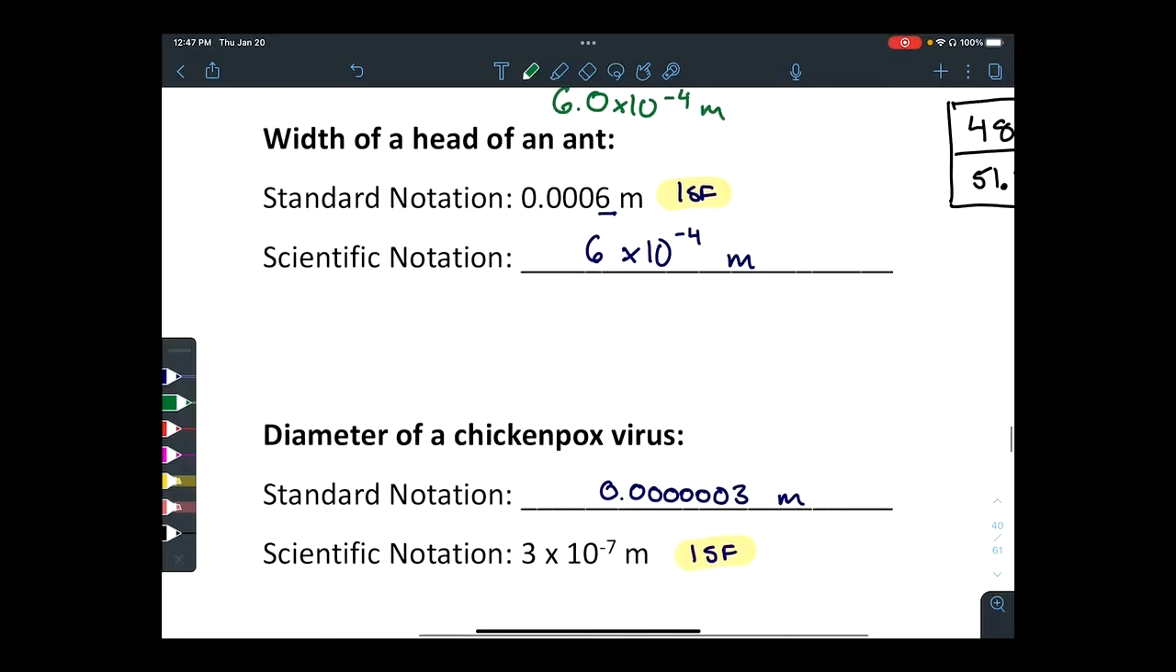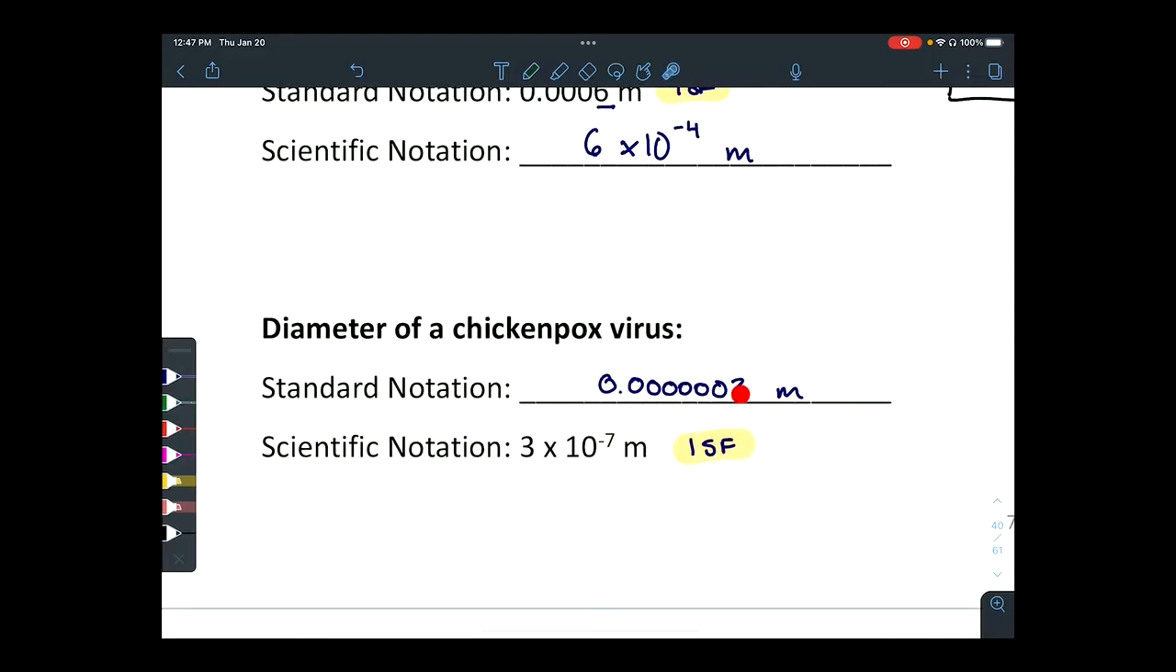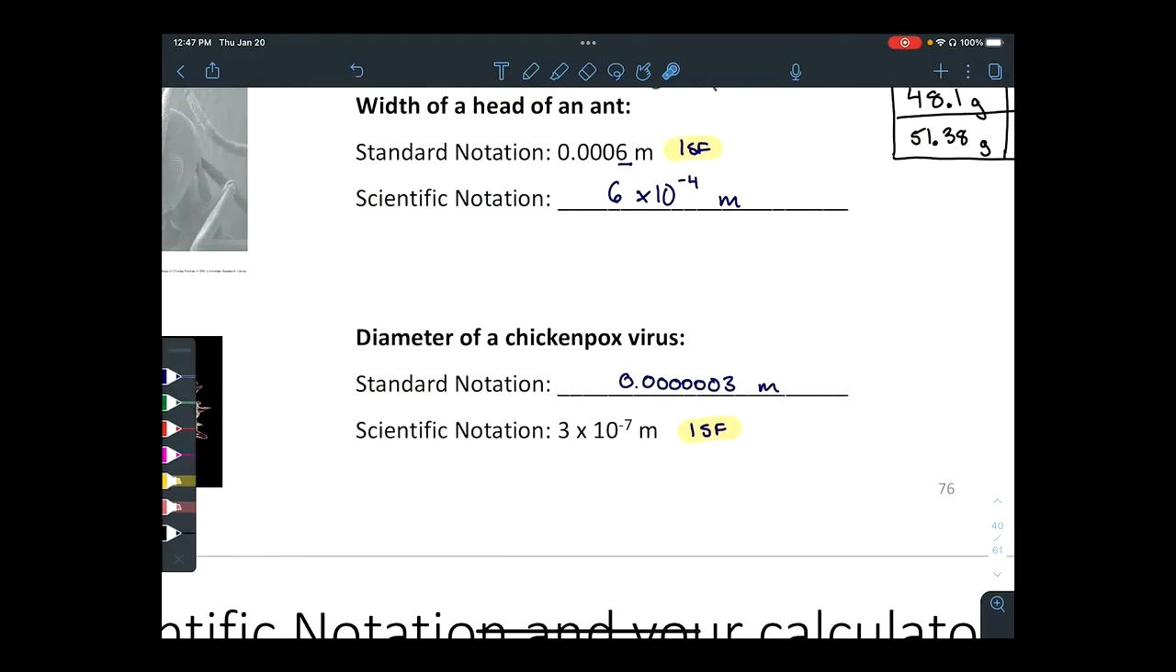All right, and here's another small number again. The diameter of a chickenpox virus. Here, we're given scientific notation. Let's go back and put it into normal notation. Here, there's 1 significant digit, so we want to make sure our standard notation also has 1 significant figure within it. So that's significant figures. Last class, there were some questions about the addition significant figure rule.